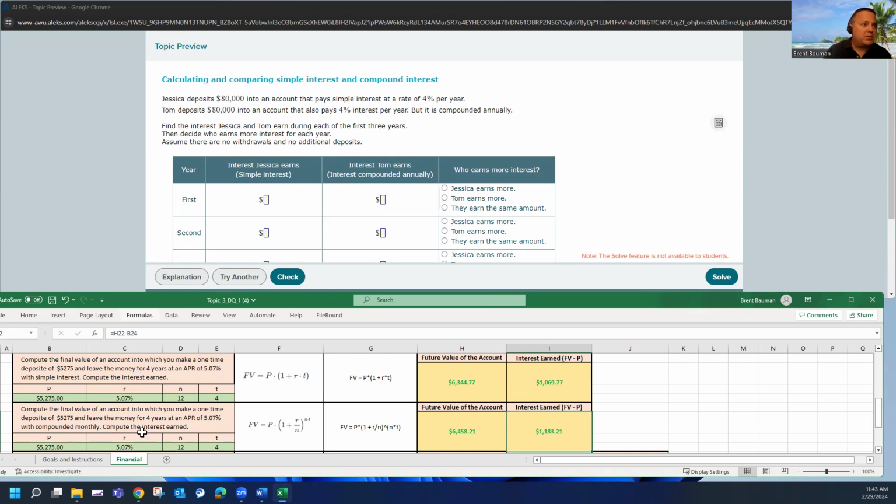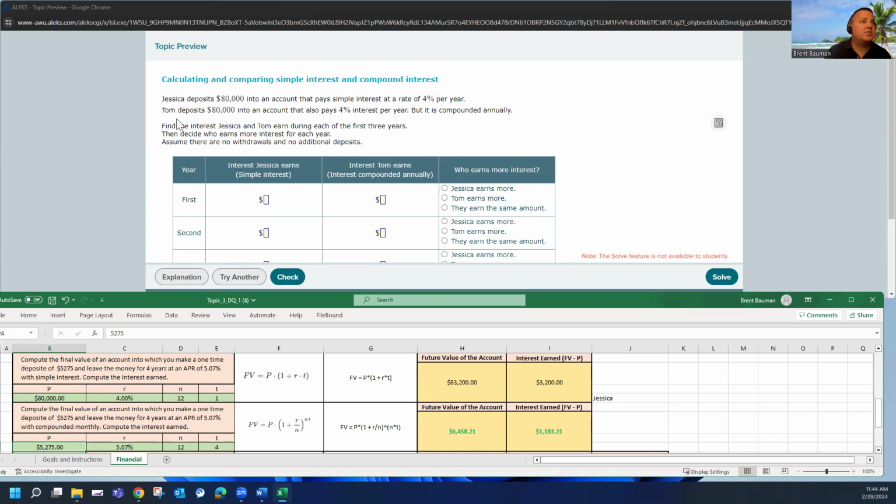Let's first make sure we pair up the values for the right situation. It says Jessica deposits $80,000 into an account that pays simple interest. So there's our simple interest person, and that's going to be Jessica. I'm just going to write it over here as a reminder. She put in $80,000 at 4%. The N isn't used in simple interest, so you don't have to modify that, but we're going to be working with the first year, then the second and third year. So let's set it up for the first year.